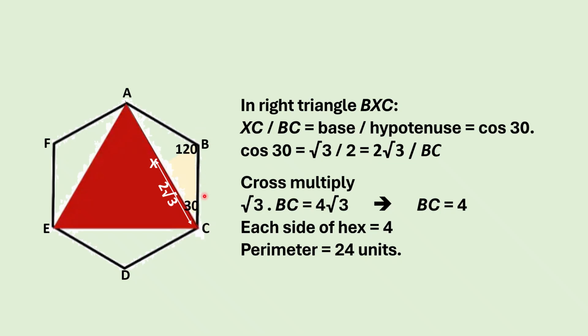BC is one side of the hexagon, and it's a regular hexagon, so all the sides will be equal to BC, or 4 units. So with 6 sides, the total perimeter will be 4 into 6, 24 units. That's what we are asked to find, the perimeter of the hexagon: 24 units.